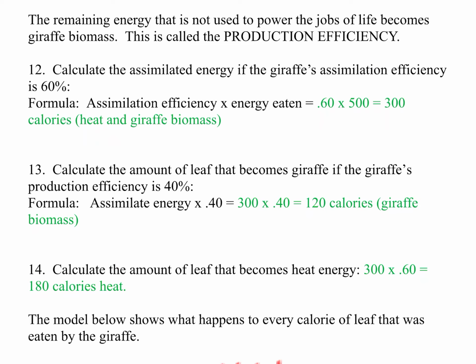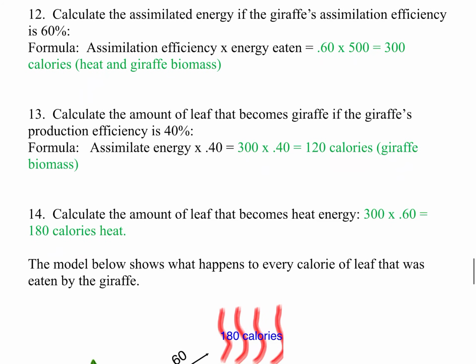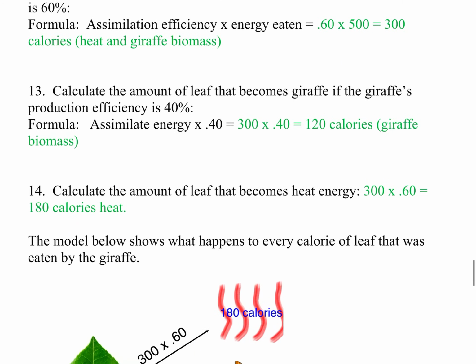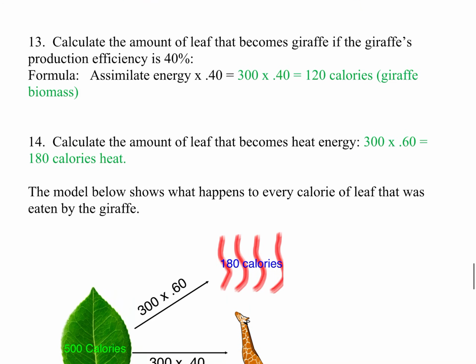Next question, calculate the amount of leaf that becomes giraffe if the giraffe's production efficiency is 40%. Remember, production efficiency is biomass. So I'm going to take the assimilated amount, in this case 300, multiply that times the giraffe's production efficiency, which is 40%, and that means of the 300 calories of assimilated energy, 120 becomes giraffe. We could also say that of the 500 calories eaten, 120 calories becomes giraffe biomass.